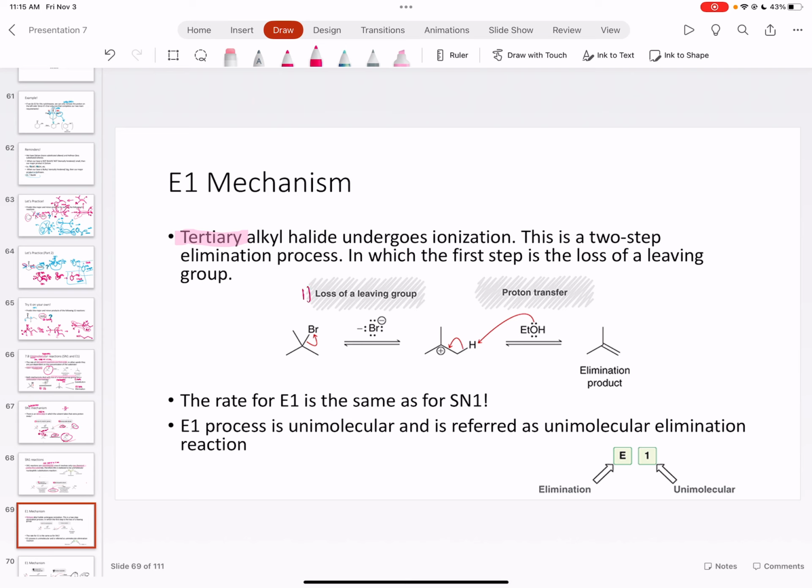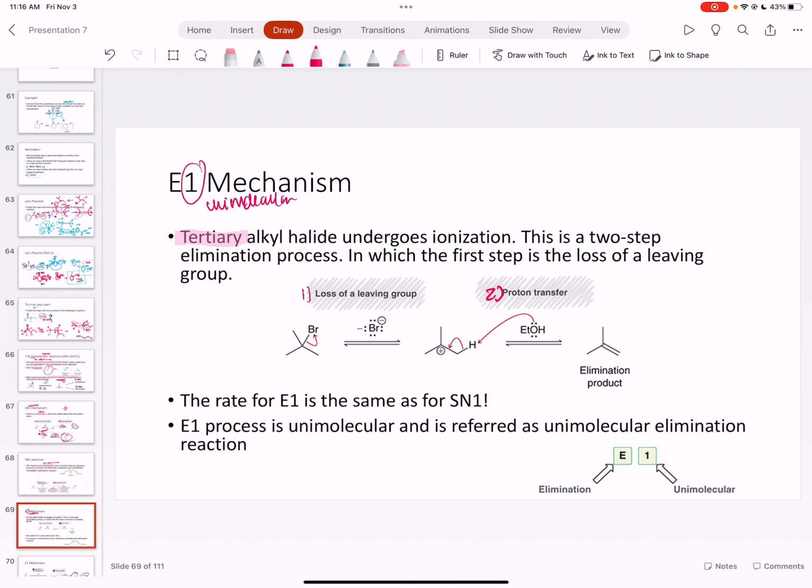So then, like I said, no matter if it's SN1 or E1, it's always going to start with a loss of a leaving group. That's when it's unimolecular. So then what makes it different is that this time, instead of a nucleophilic attack, we have a proton transfer, giving us kind of a hint that we're going to do an elimination reaction.